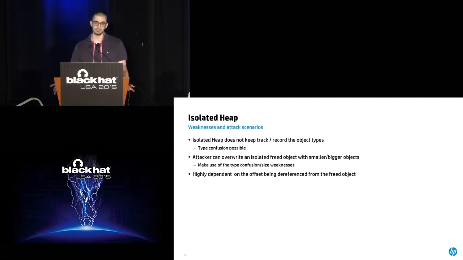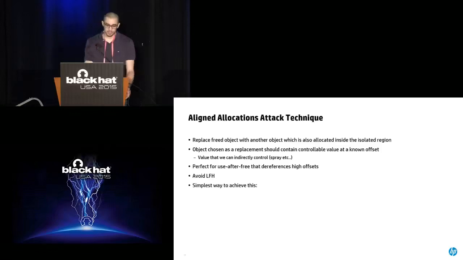Attacking and exploitation of isolated heap is highly dependent on the bug itself, specifically on the offsets that are being dereferenced from the freed object. So the first attack technique that I'll be covering is the aligned allocations attack technique. Basically it's just allocating an object right at the same exact address of the freed object.